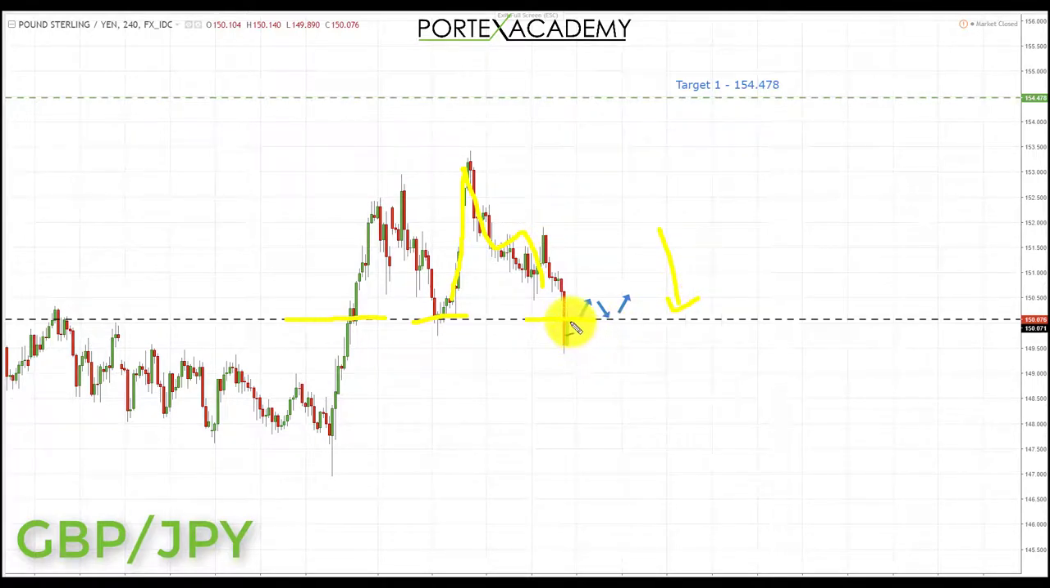And we did get that price action and the correction last week into this key area of support. And so going into this week now, preferably, if we get a little push higher and we start to accumulate above this area, we're going to be looking for bullish formations and patterns in this area. We're going to be looking at initiating longs up towards the target and the next key area of resistance to the upside at the 154.478.